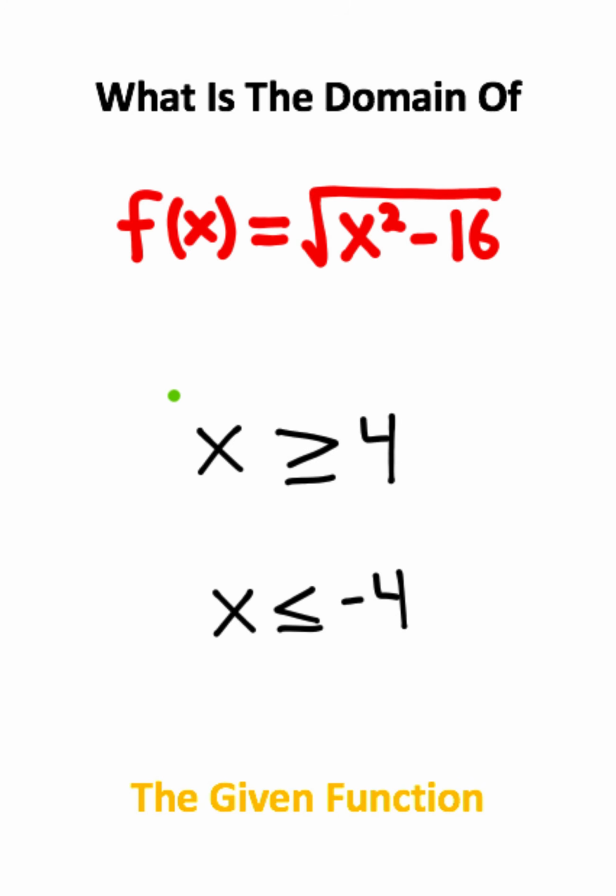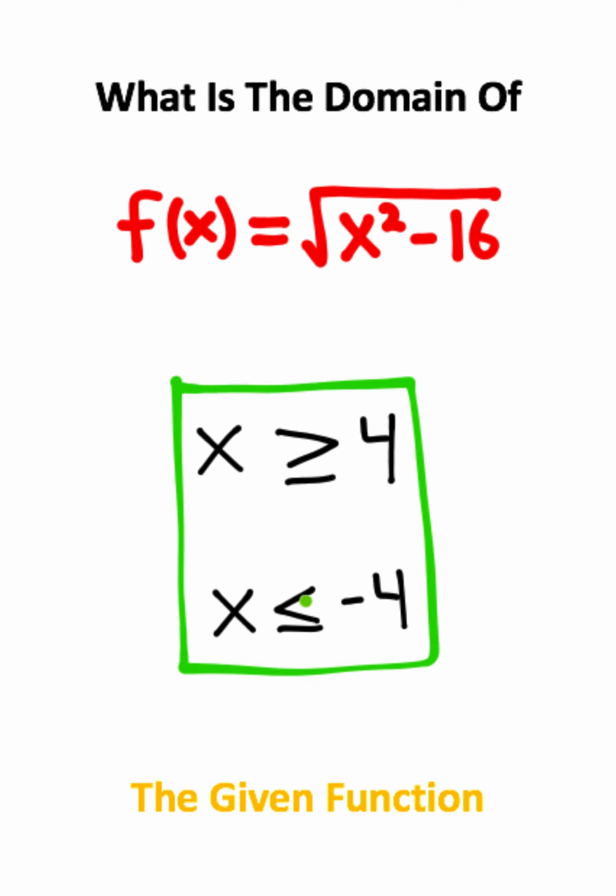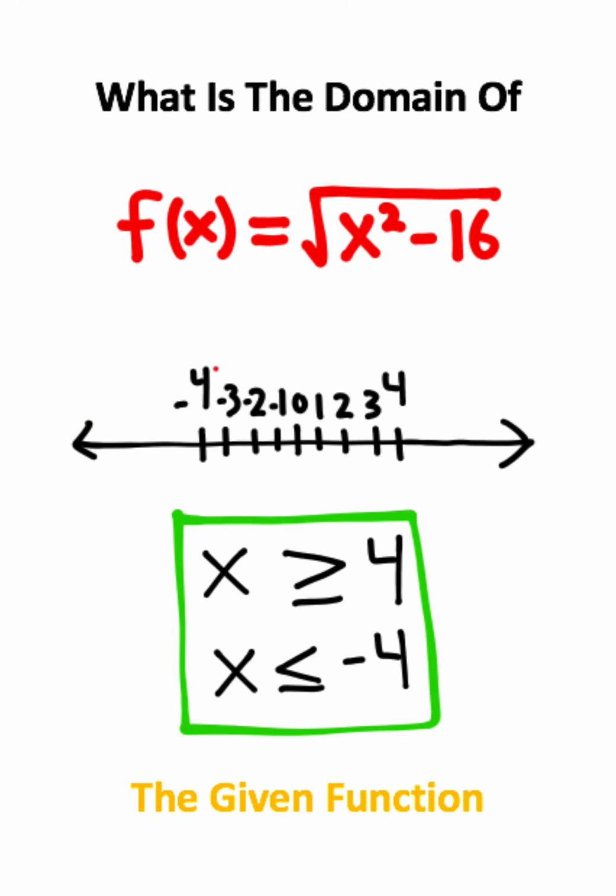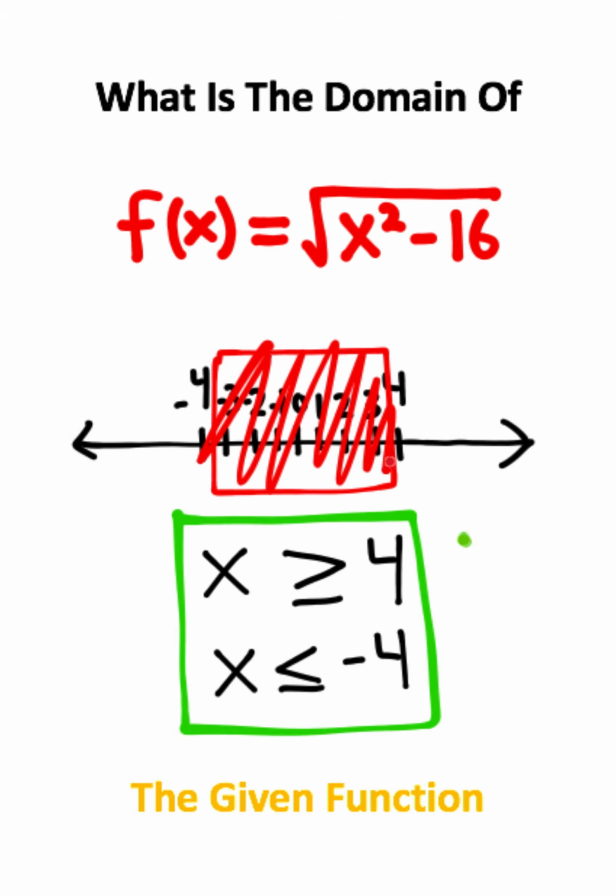So the domain of this function is that x has to be greater than or equal to positive 4 and less than or equal to negative 4. Basically, any numbers between negative 4 and positive 4 are not allowed because they would break this function.